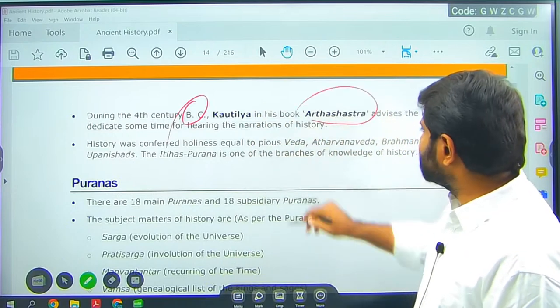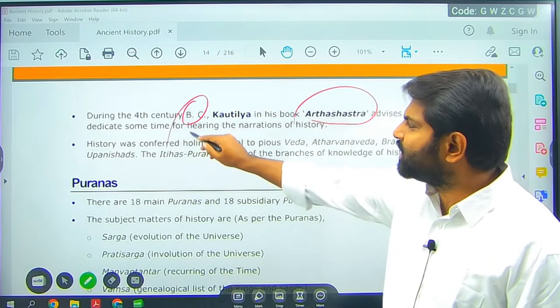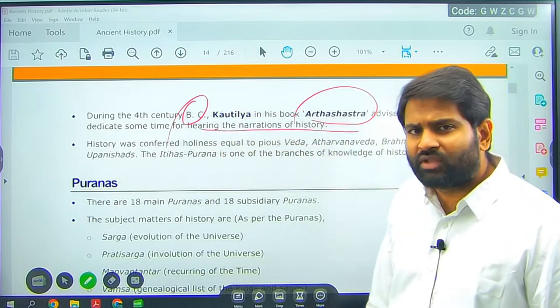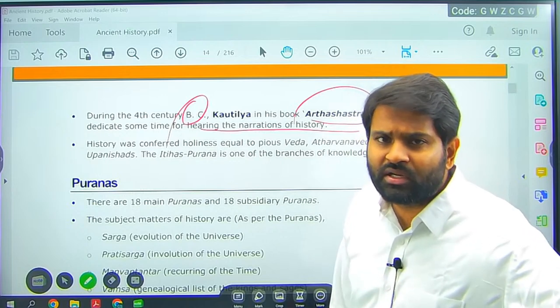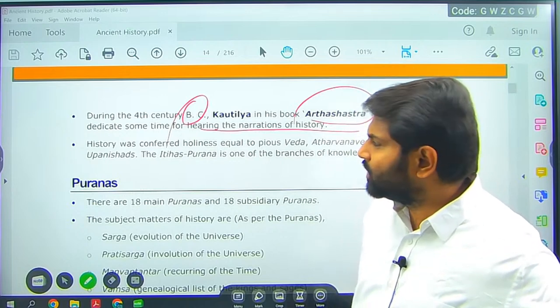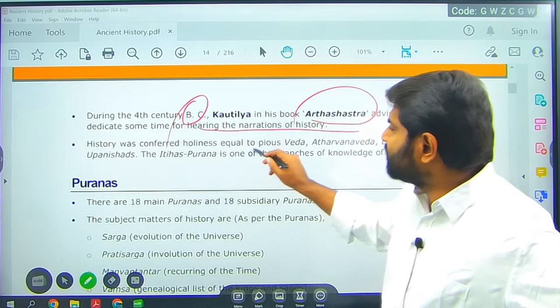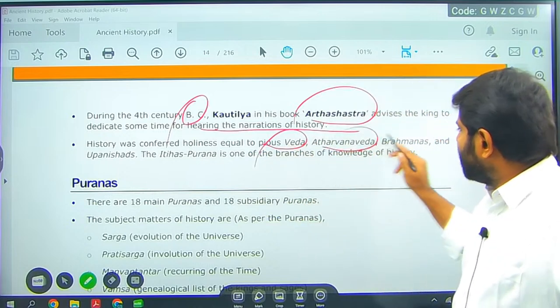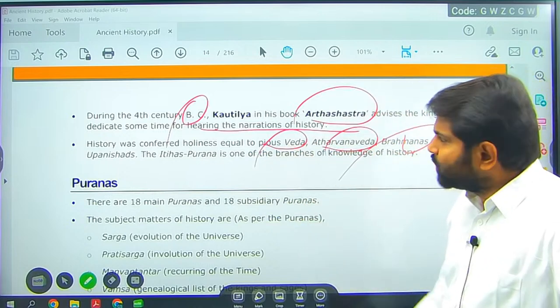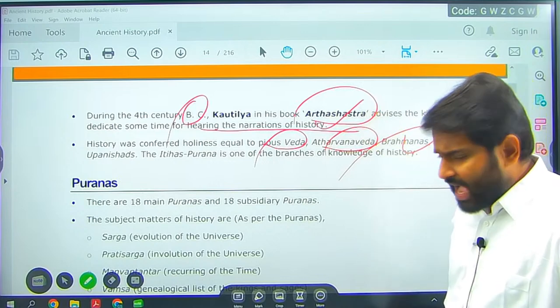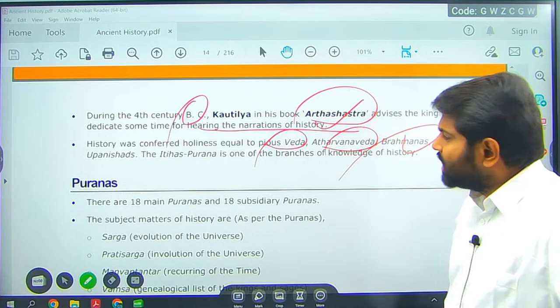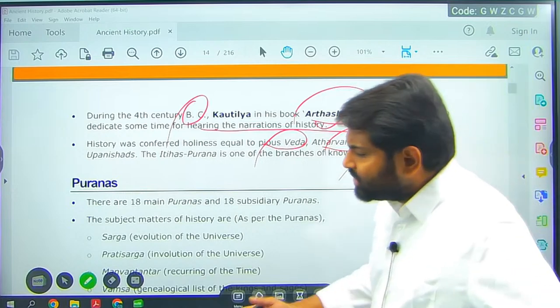book Arthashastra advises the king to dedicate some time for hearing narrations of the history. One must understand the history. If you don't understand the history, historical mistakes will be repeated. History was conferred holiness equal to the pious Veda, Atharvana Veda, Brahmanas and Upanishads. So, Kautilya is clearly stressing that history is as important as the other Itihasas and Puranas, which are branches of knowledge.